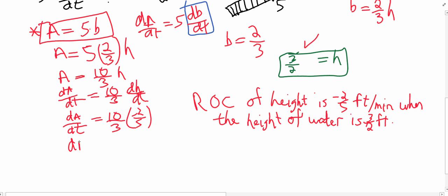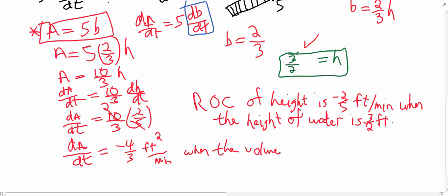So just cleaning this up, to give them a final answer: -20 over 15, or we could simplify that, right? Make that 2. So it's going to be -4/3 square feet. If I could write, I would be in business. Let's see here, we have square feet per minute when the volume is at 15/4 cubic feet.